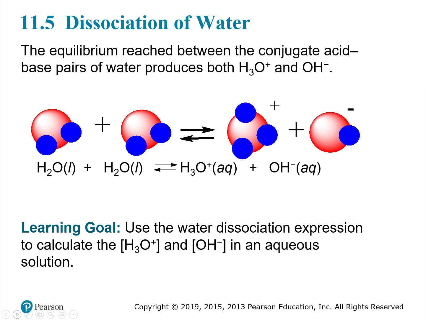Now we're going to take that knowledge of writing dissociation expressions and apply it to water. Water is very special for the chemist and the biochemist in particular, because water is such a great solvent. Biological systems all need that water. And water can do a lot of wonderful things. And one of the crazy wonderful things that water can do is it can act as both an acid and a base. And we'll talk about that quality of water and what that means.